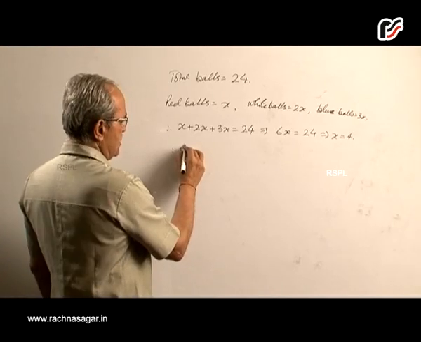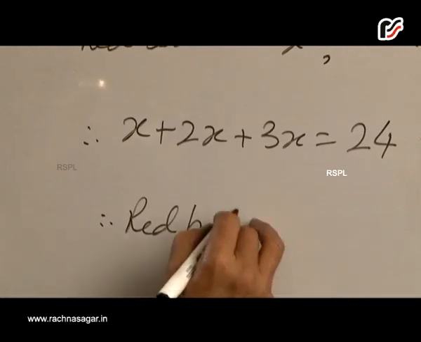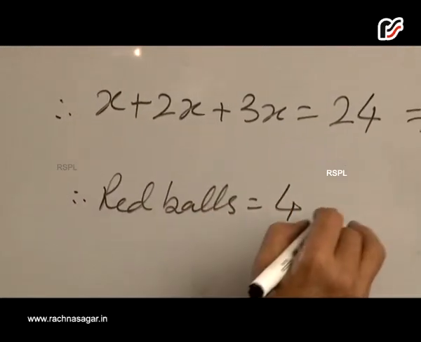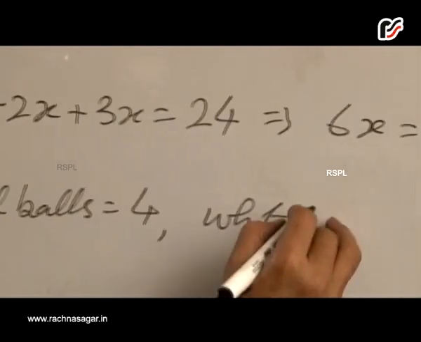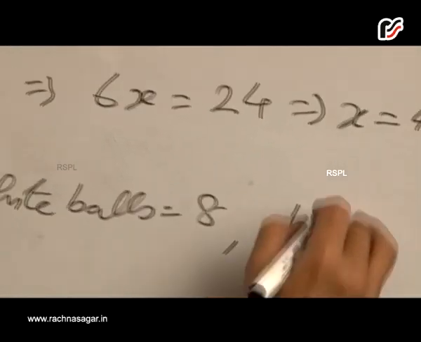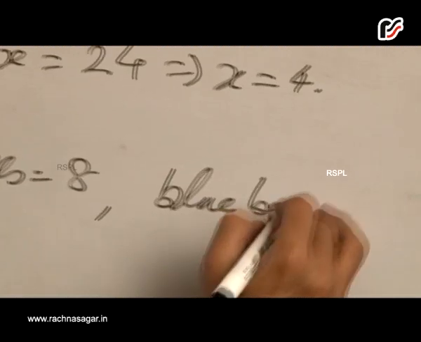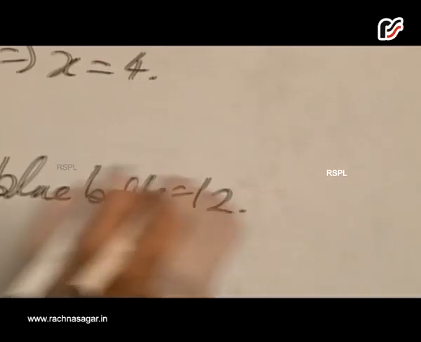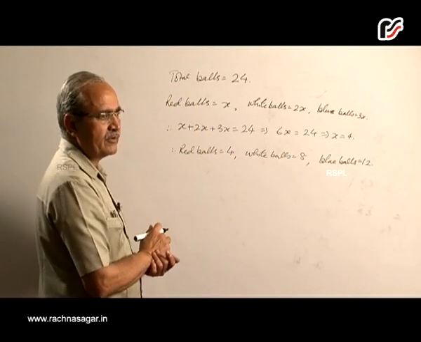Therefore, red balls equals 4, white balls equal to 8, blue balls equal to 12. So total balls are 24.